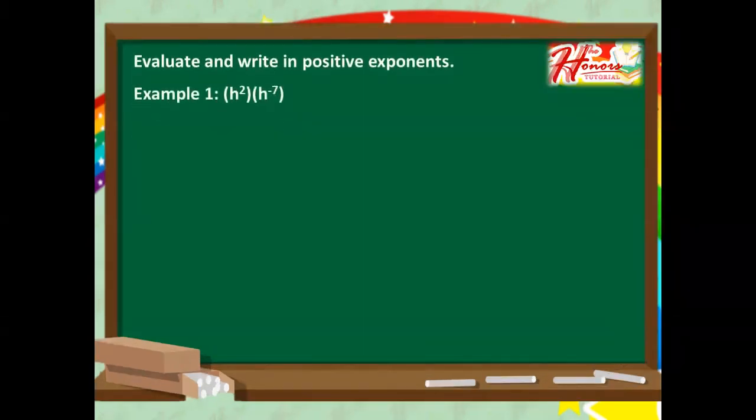Our direction is to evaluate and write the answer in positive exponents. So for example, number 1, we have here h squared times h raised to negative 7. And this is what you're going to do. Solution.